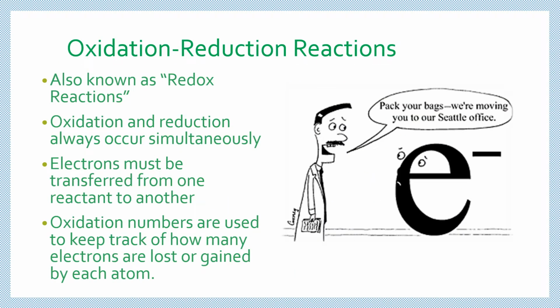Oxidation reduction reactions are also known as redox reactions. Oxidation and reduction always occur simultaneously. Electrons must be transferred from one reactant to another. When these electrons are being transferred, we need a method to keep track of where they are going, and that method is using oxidation numbers. Oxidation numbers are used to keep track of how many electrons are lost or gained by each atom in a molecule or compound.